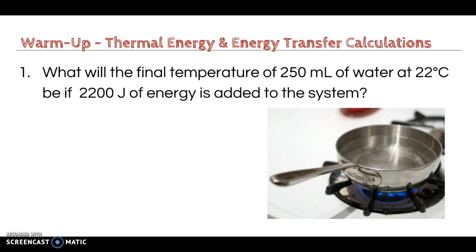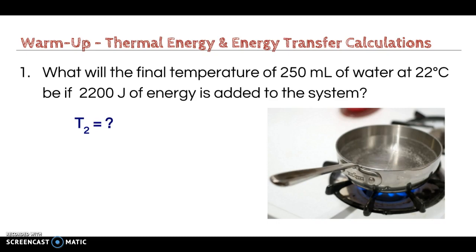Before we even start, I want to talk about making sense of our answers. By adding thermal energy into this system, we should expect an answer above 22 degrees Celsius, and anything below that makes no sense. Also, 2,200 joules of energy is really not that much, so we should not expect the temperature to increase substantially. So first of all, what are we looking for? We're looking for the final temperature.